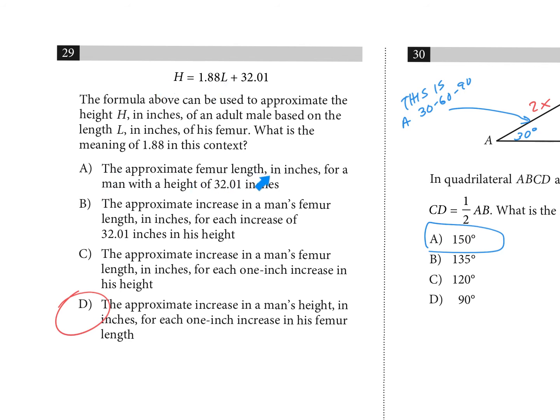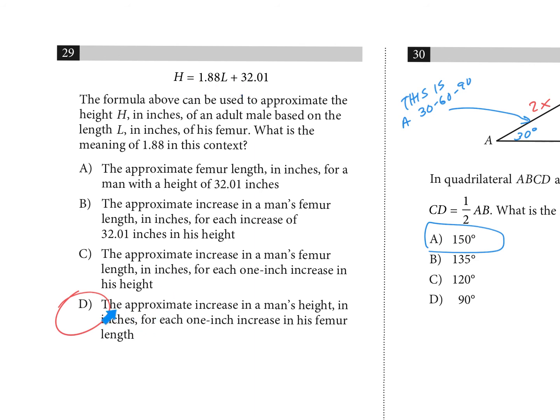So let's read these. The approximate femur length in inches for a man with a height of 32.1? No, 1.88 is not the femur length of a male with height 32.1, because if you plug in 0, that would give you 32.1, and the femur length wouldn't be 1.88. The femur length would be 0 to get that number, so that's not the answer. B, the approximate increase in a man's femur length for each increase of 32.01 inches in his height. Again, not true. You're not increasing that much every time. That's not your rate. 1.88 is the rate.